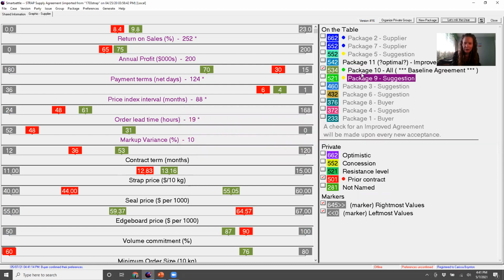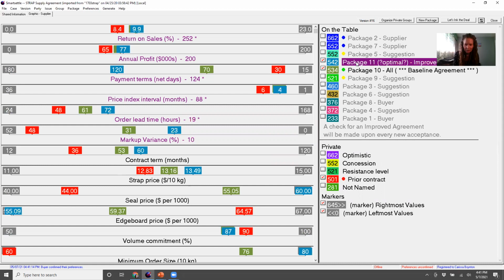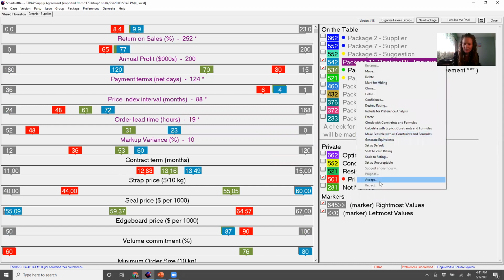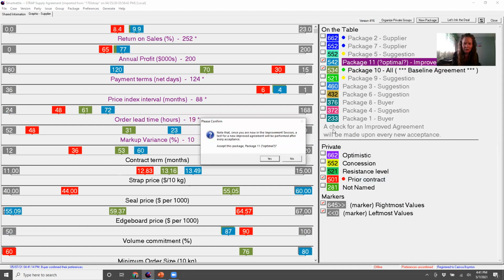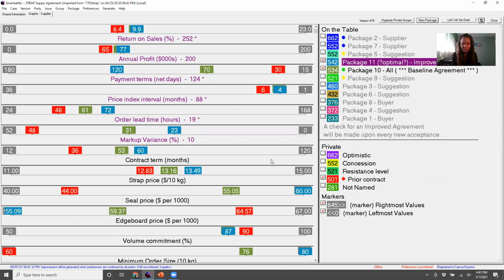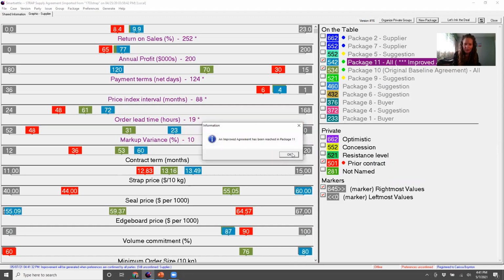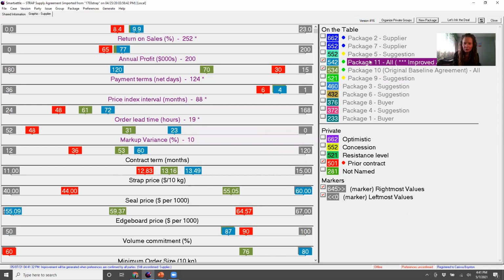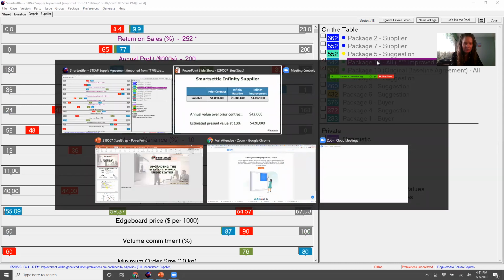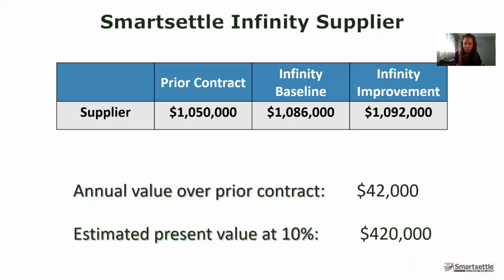So here we've got package 11, and you can see that that is an improvement. We've got an extra few $1,000s out of Infinity there. So we're going to right click and accept that package. And then that becomes our new baseline. Or sorry, it becomes our new final agreement. So I'm just going to take you back over to the PowerPoint just to look at what we did there.